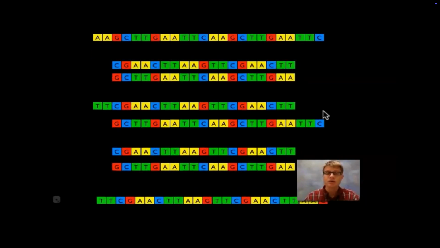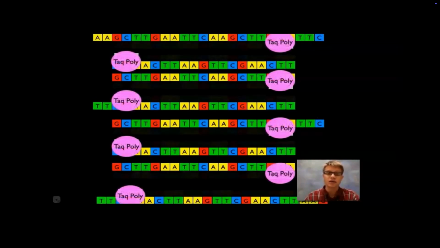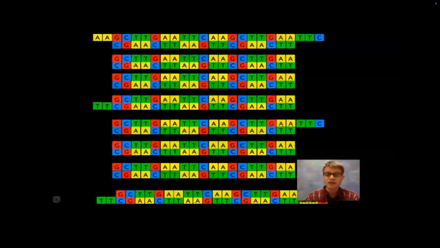And again, heat it up. We're going to unzip the sides. The primer is added on, Taq polymerase on, and now we have, if you look at it, we've now got 8 strands of DNA. And so this just in a few minutes, we've gone from 1 to 2 to 4 to 8, and now we just get 16.